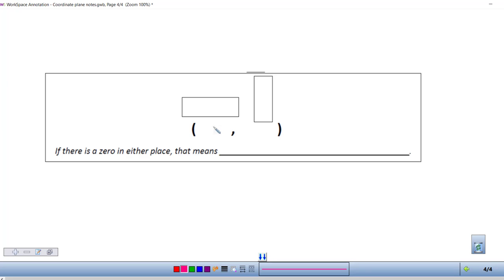Okay, so just a reminder that the first value of a coordinate point is x and the second one is y. The x value goes left to right and the y value goes up and down. If there's a 0 in either place, that means the point is on an axis. Instead of in one of the quadrants, that 0 will put it on an axis.